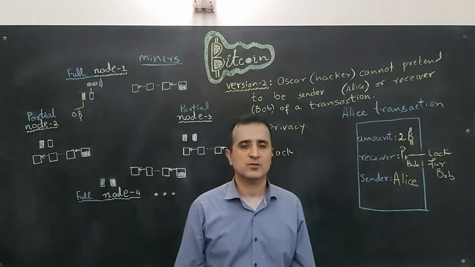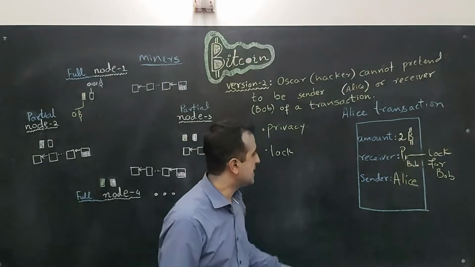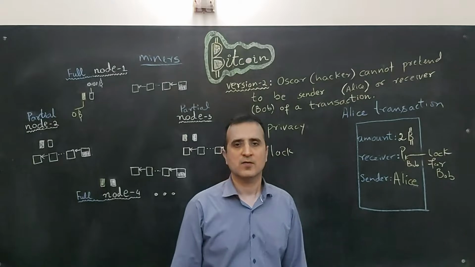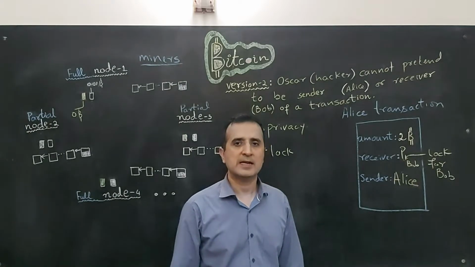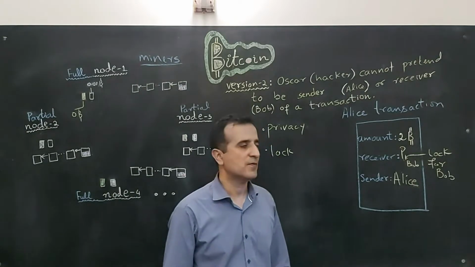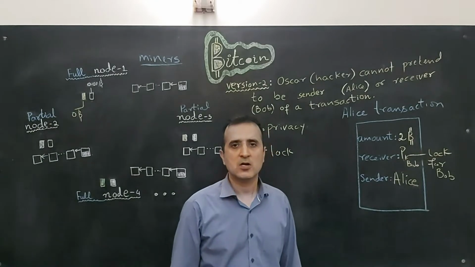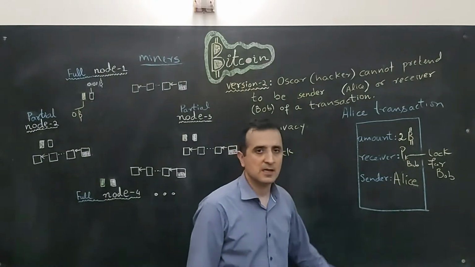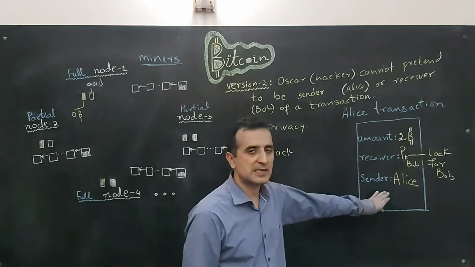We also have to ensure that the sender is indeed Alice and not a hacker Oscar pretending to be Alice. Furthermore, we also have to protect the identity of the sender. In order to accomplish this, instead of writing Alice here, we will write the digital signature of Alice.